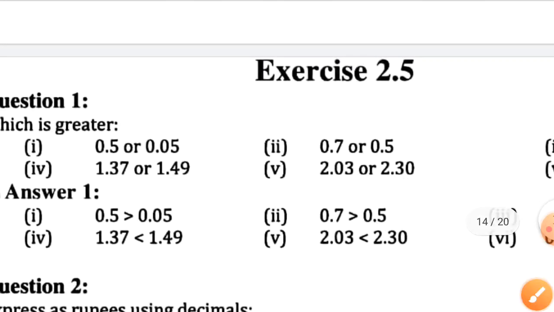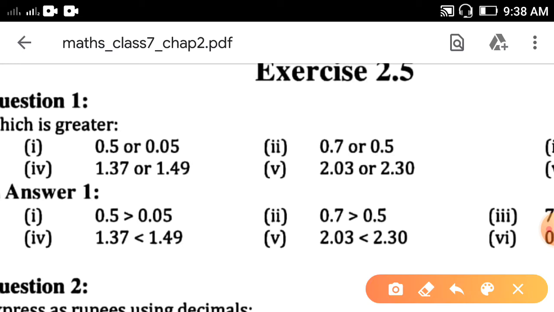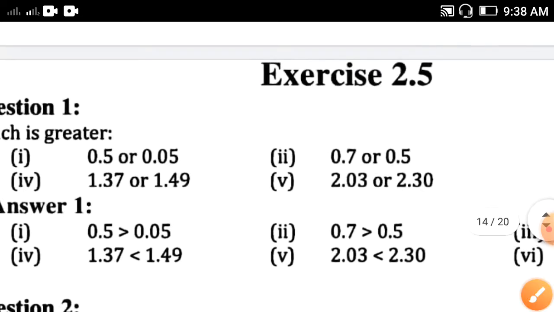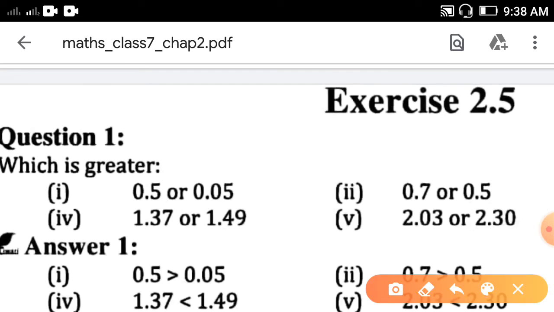Let's see. You have to start comparison from the left side of the decimal points. For example, you can see here 0.5 or 0.05. First of all, see the left side of the decimal point. Here it is a decimal point. Okay. This is the left side and this is the right side. Understood? This is the left side and this is the right side. First of all, see the leftmost digit of the number on the left side of the decimal point.